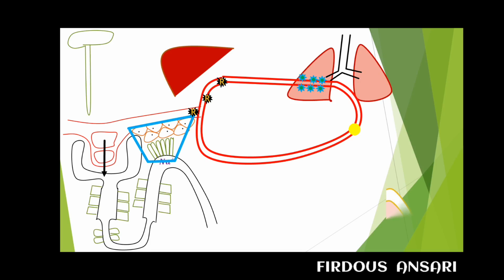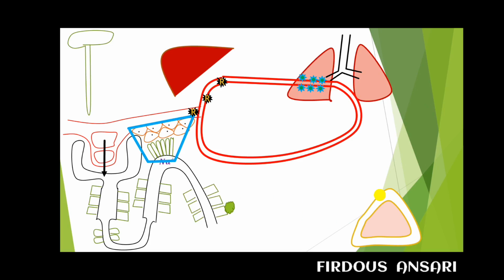Suppose this is your adrenal gland. The inner pink part is the adrenal medulla and the outermost part is the adrenal cortex. This angiotensin 2 will act on its receptor present on the zona glomerulosa of the adrenal cortex, and when it interacts with its receptor, it causes release of a substance known as aldosterone, which acts on the distal part of the nephron.